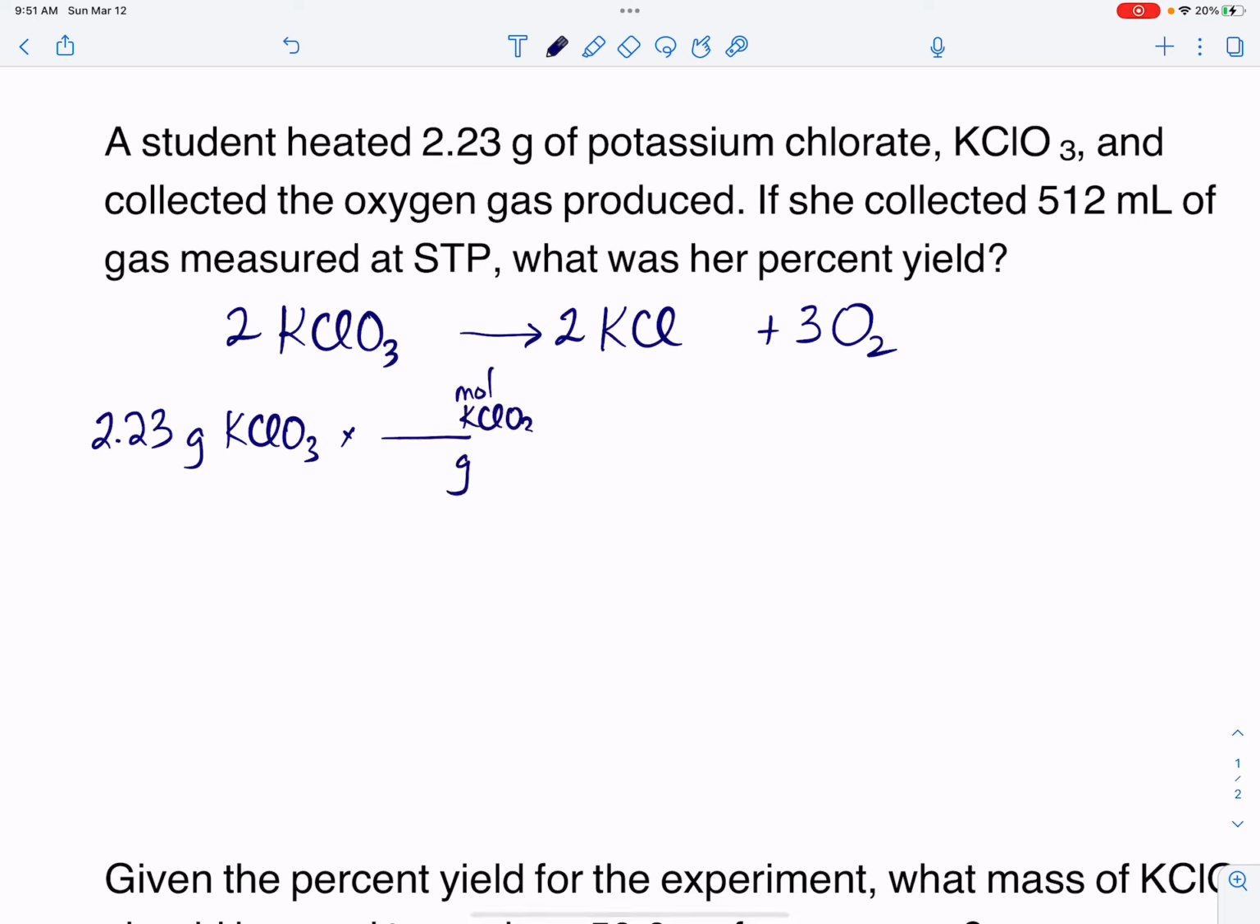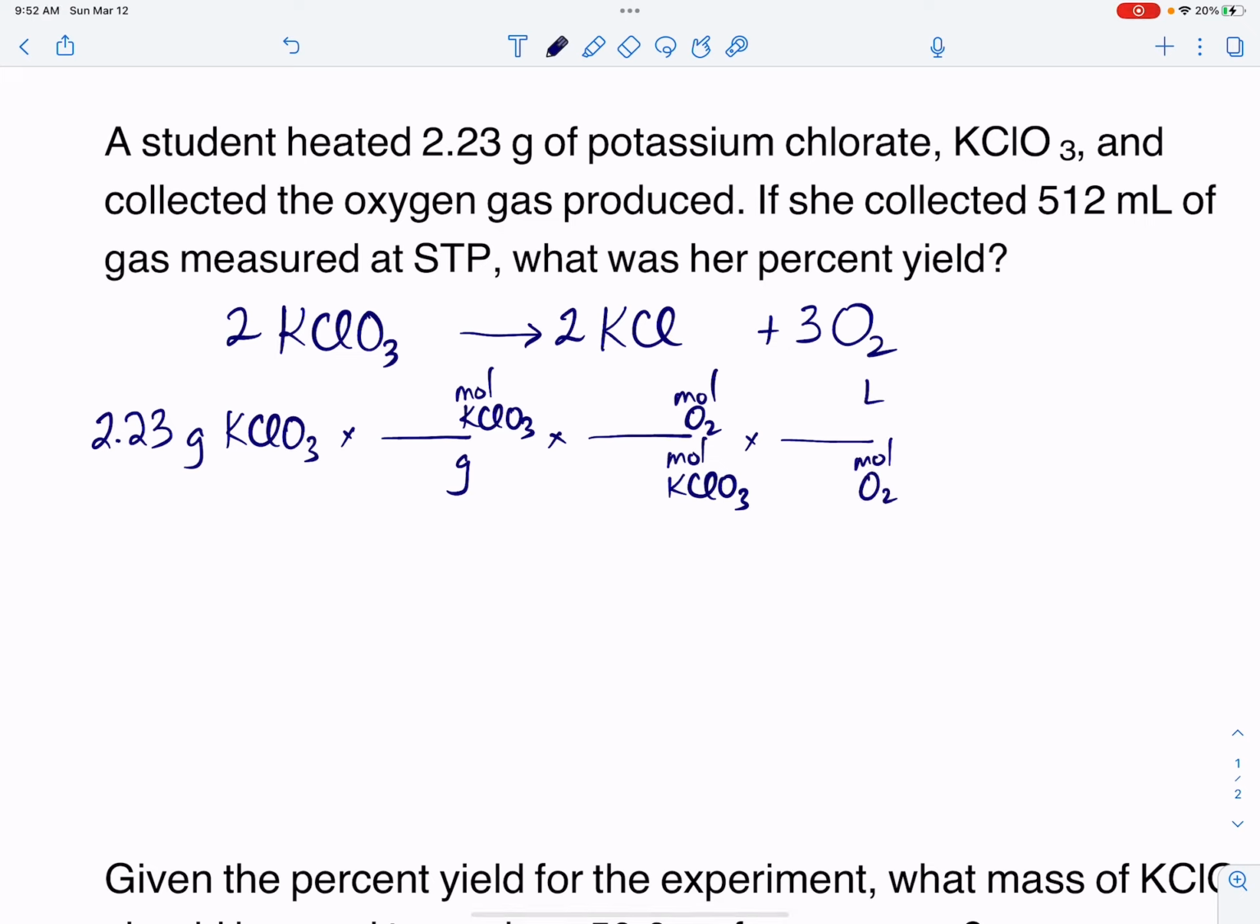Now, because the gas was measured at STP, standard temperature and pressure, we can do something else. It's a gas, so at STP, we can switch moles of gas, in this case oxygen, into liters of gas, because we know that there's 22.4 liters for every mole of gas measured at STP. And then finally, because the question told us the number of milliliters of gas, let's switch the liters to milliliters and we'll have our theoretical yield of oxygen. Go ahead, put numbers in, and get the answer to the question.